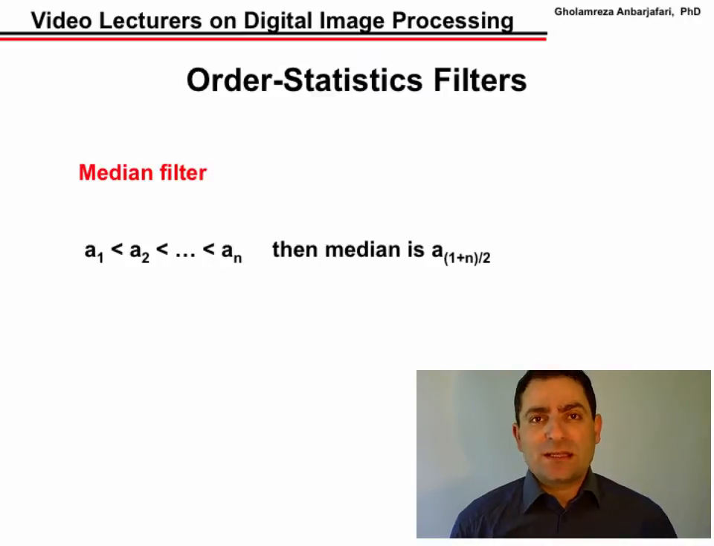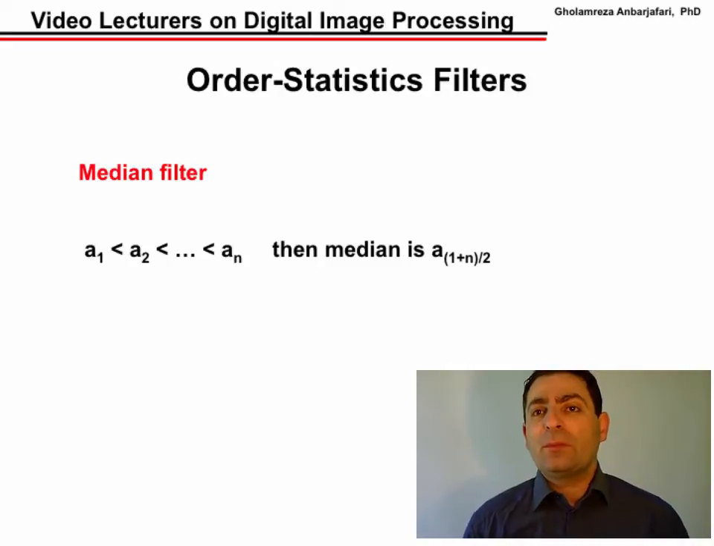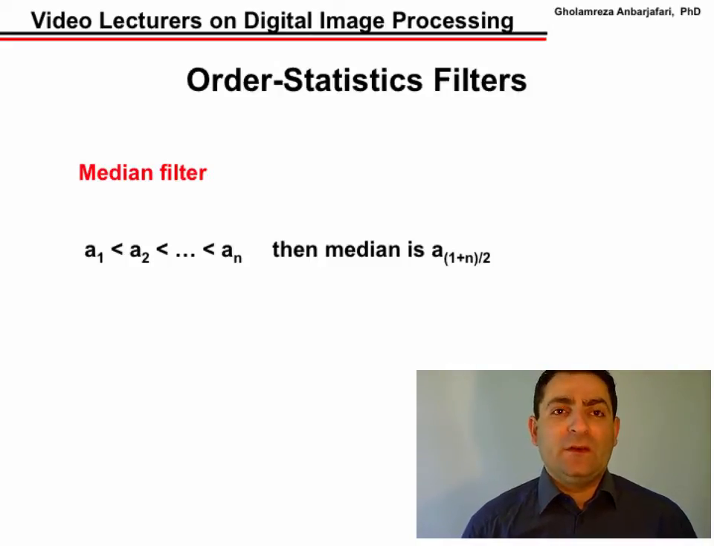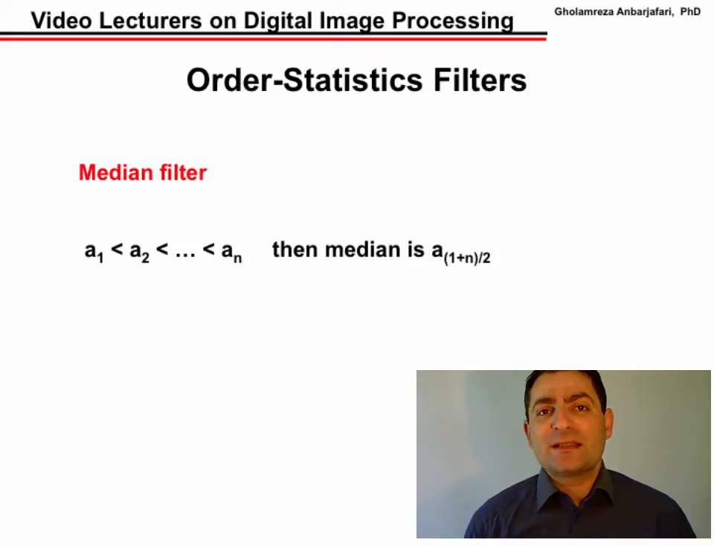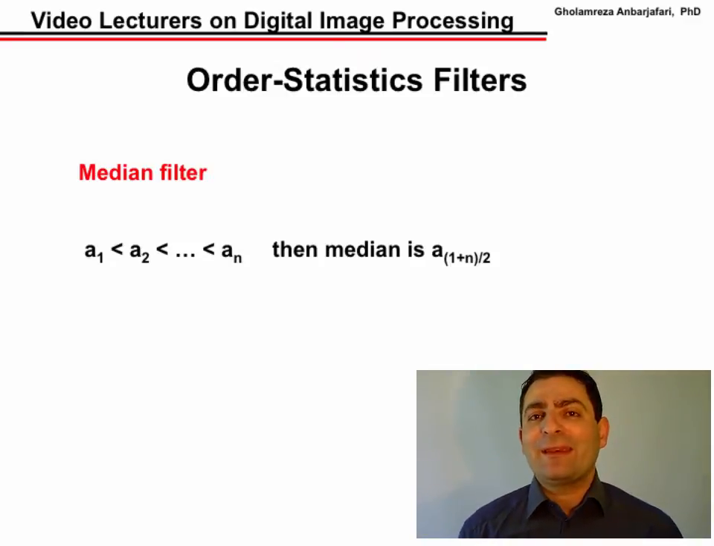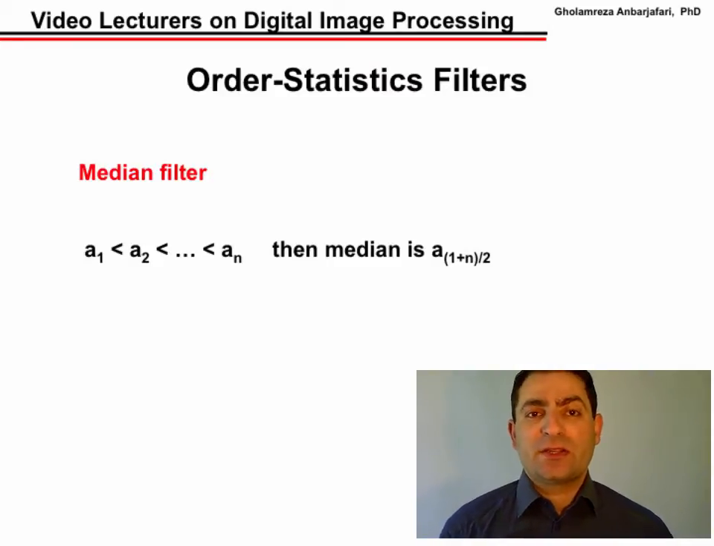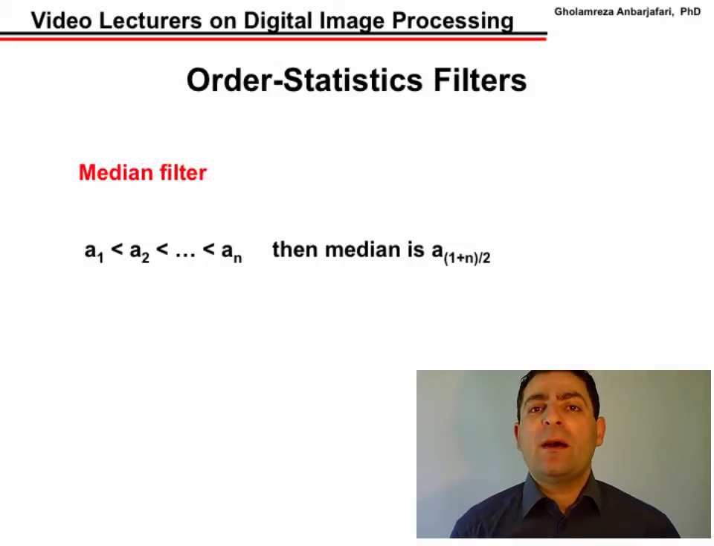The ordered statistic filters are nonlinear spatial filters whose response is based on the ordering or ranking of the pixels contained in the image area encompassed by the filter. Now the center pixel is replaced with the value determined by the ranking results, and this ranking result is by some statistical operation. And the best known ordered statistic filter is the median filter.